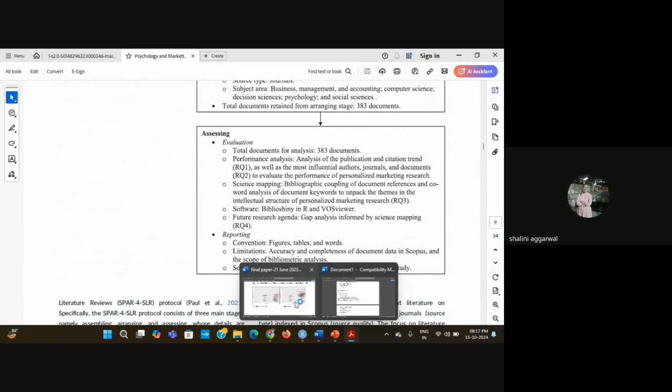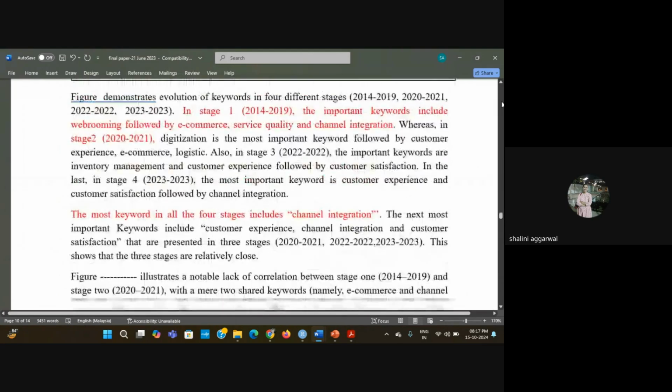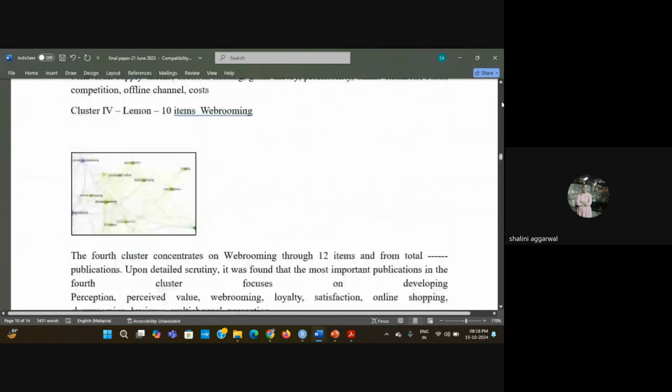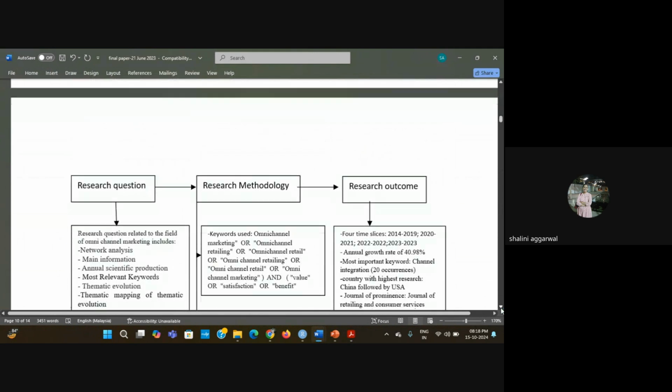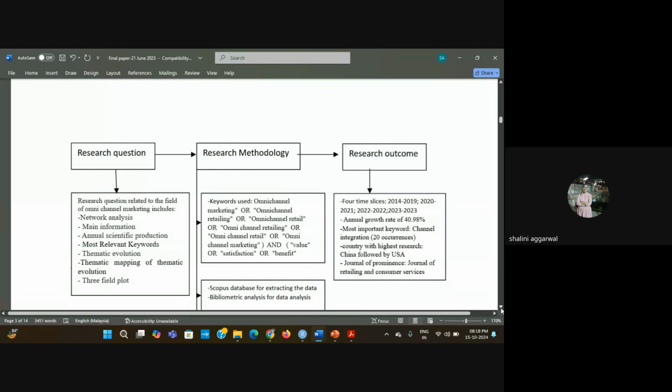So what I have done was, let me show you my research methodology part. I made a little change into this research methodology part. This is the diagram that I made. Look at this now. For my paper, what I have talked about is research questions. So the diagrams that we have considered over here, I have mentioned all this over here. Network analysis, main information, annual scientific production, most relevant keywords, thematic evolution. So these are the topics that I have talked about in the data analysis segment.